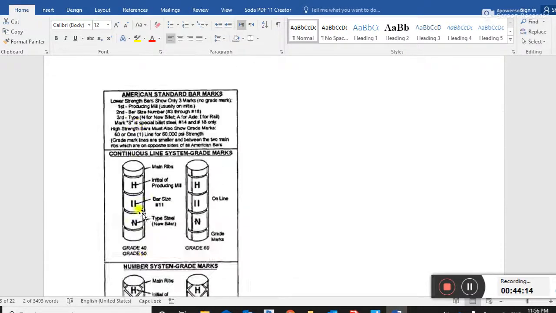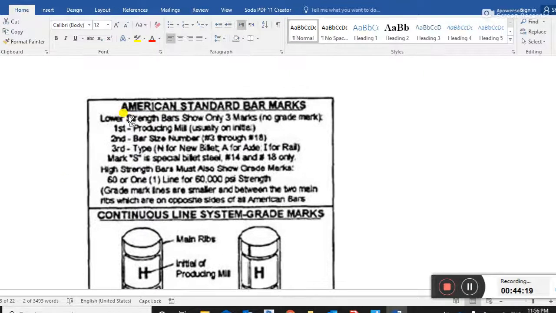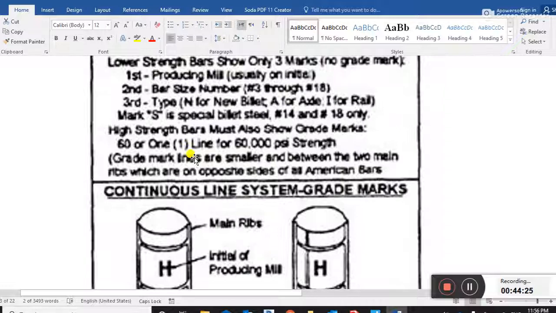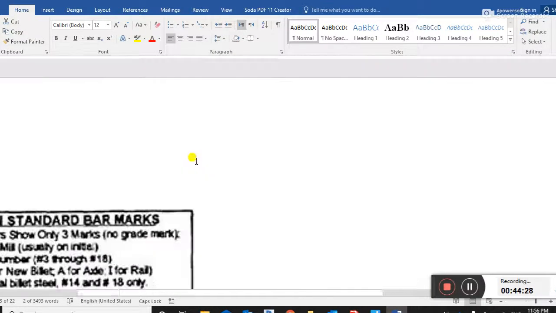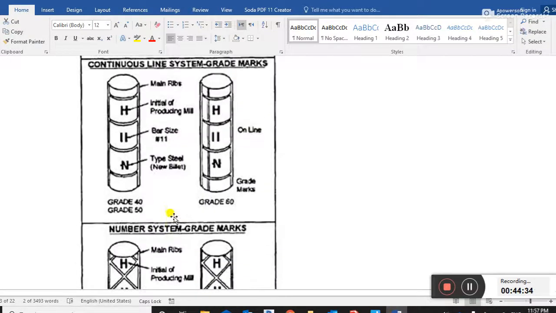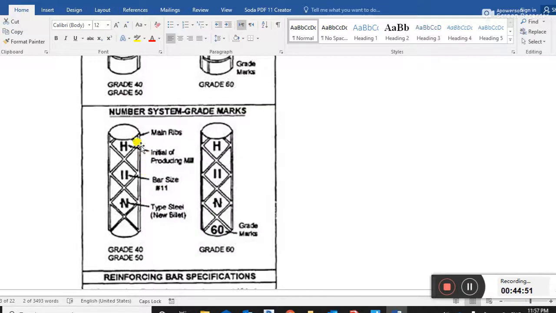These are the reported portions, no need to discuss more on this. American standard bar marks. Guys, this is also a repeated portion we saw in the first section. This is the main ribs, the initial of the producing mill, that is the H symbol, and this is bar size 11. This is the type of bar. This is grade 60, this is grade 40 to 50. Numbers, symbols, and grades are marked here.